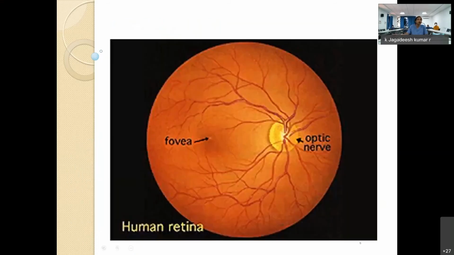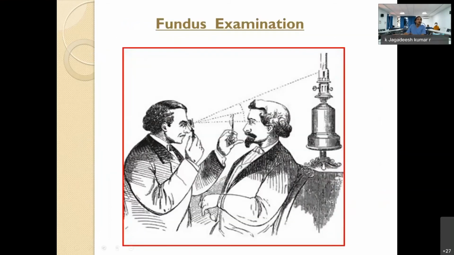So before we know what is abnormal, we need to know what is normal and how we look at it. This is how the optic nerve looks like. These are the vessels arising from the optic nerve and dichotomously branching. And this is a fovea and this is a macula, which is responsible for vision. This is how in historical ages fundus examination used to be carried out, with just a mirror to focus, to converge the rays, and the examiner holding another mirror.